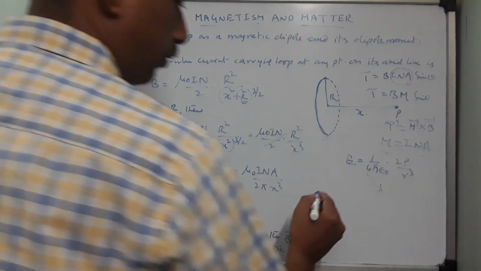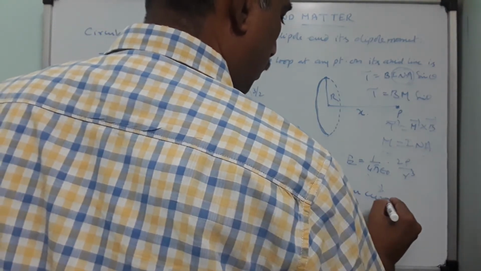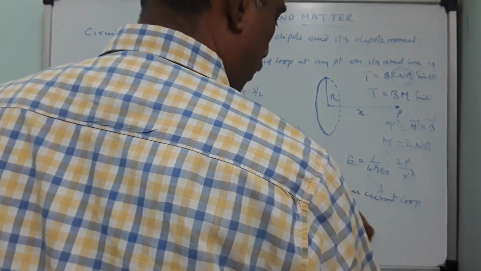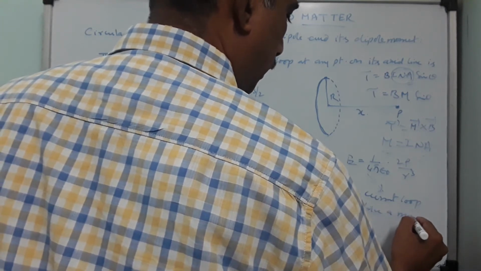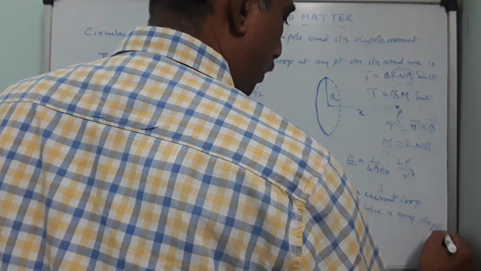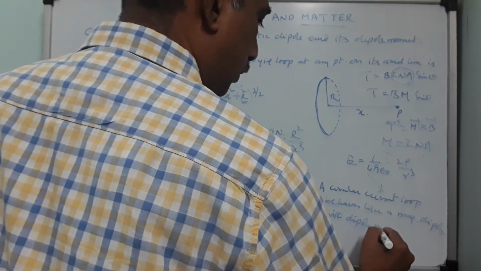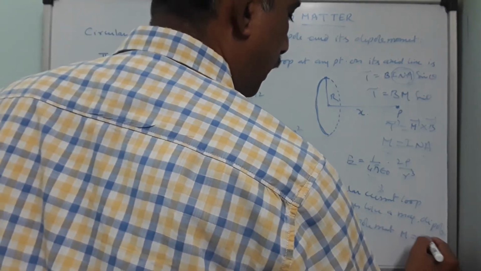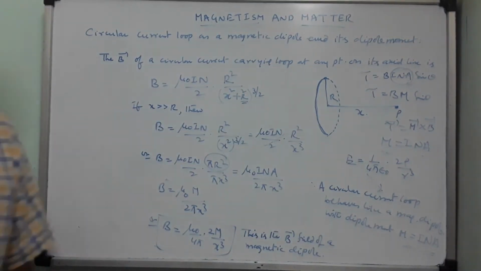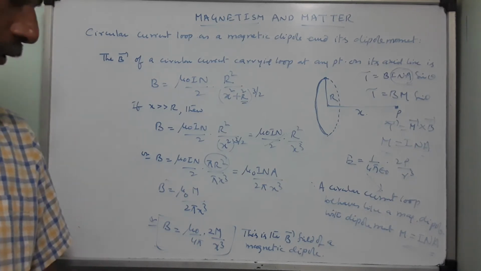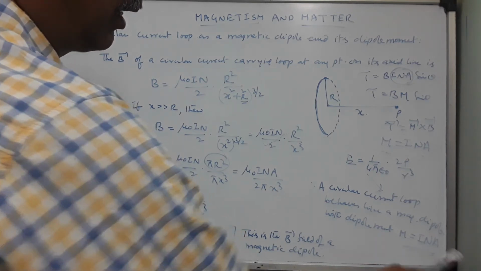So therefore, a circular current loop behaves like a magnetic dipole, with dipole moment M equals INA. Now we already discussed that magnetic dipole moment is a vector quantity. I is a scalar, N is a scalar, A can be a vector.